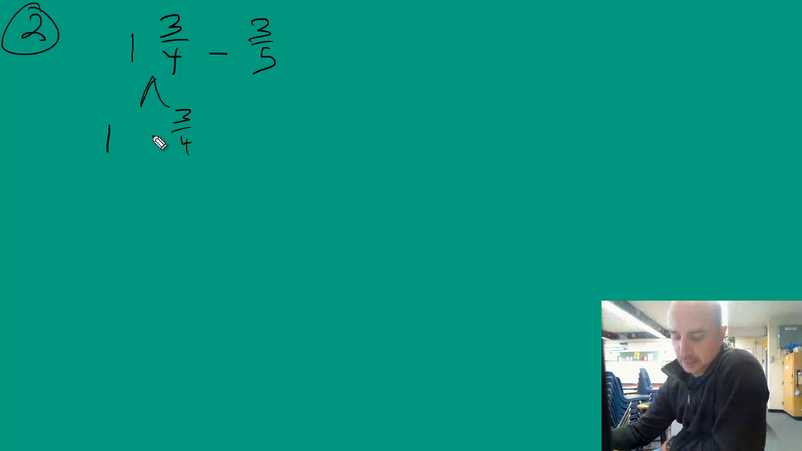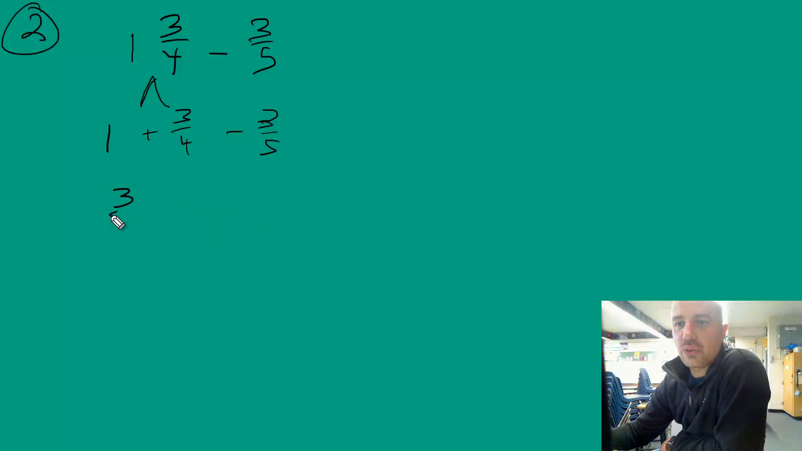Easy, okay? And we're going to deal with that. And this is 1 plus my 3/4, and we're going to subtract out my 3/5, okay? So now I need to figure these guys out as far as what's their common denominator. I have 4 and I have 5. 4 and 5 would be 20, right? So we're going to turn them into 20ths.